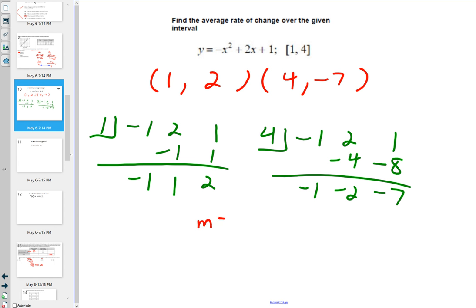So the slope is 2 plus 7 over 1 minus 4, which is 9 over -3, which is -3. On the Google form, he would have just put -3. That's what Caleb did. He just put -3.